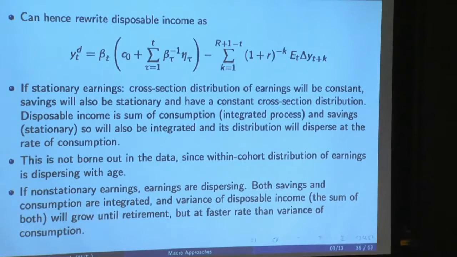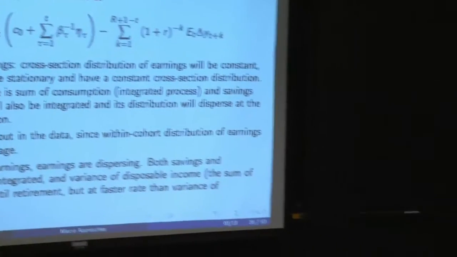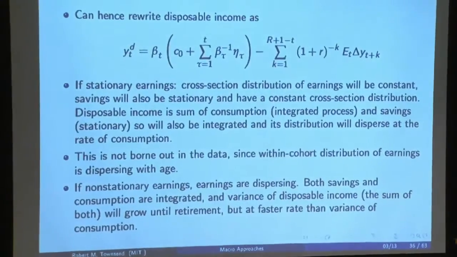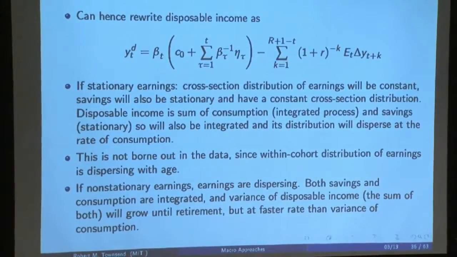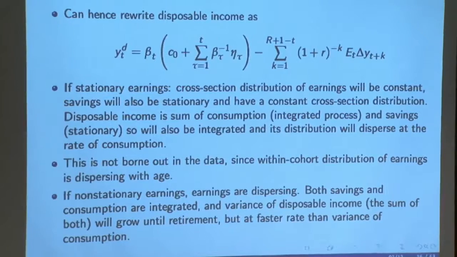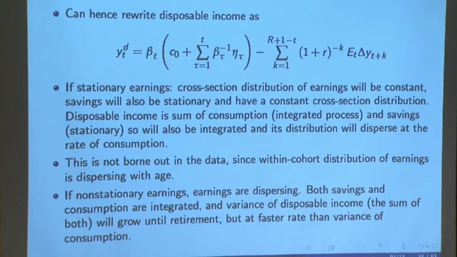And then you get implications here for, if one thing is a random walk and the other thing is a random walk, then the sum of two things that are random walks is also a random walk. So basically savings ought to be stationary in that sense, and it ought to be dispersing at the rate that consumption is dispersing. And they don't see that in the data either. And in particular, earnings is dispersing. So, which is a point that was made on the other slide as well.